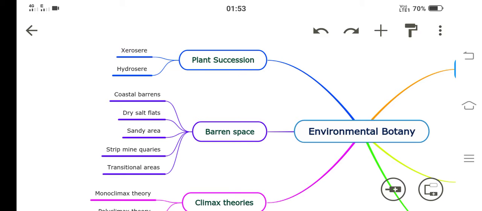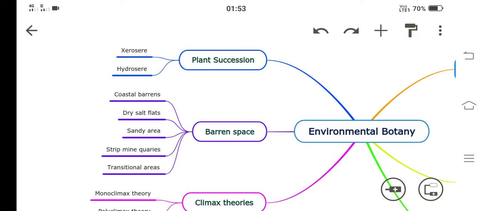Again, in xerosere, we have studied different stages, such as pioneer stage, crustose lichen stage, foliose lichen stage, moss stage, herb stage, shrub stage, and finally climax stage. Same way, in hydrosere, or succession in water, we have studied pioneer stage, rooted submerged stage, rooted floating stage, reed swamp or amphibious stage, marsh meadow stage, woodland stage, and final climax stage.